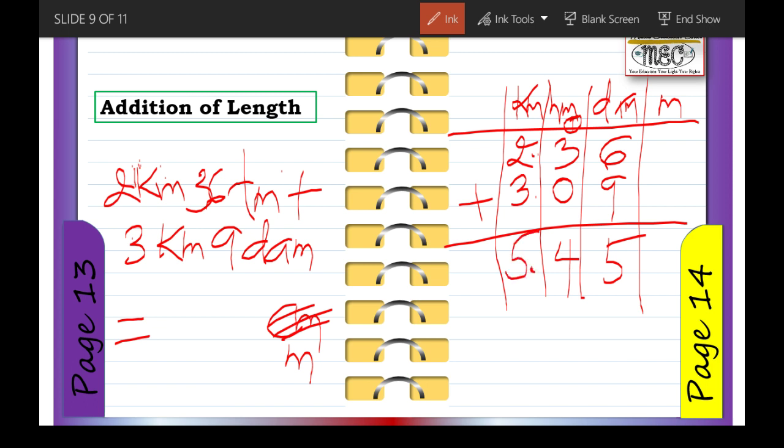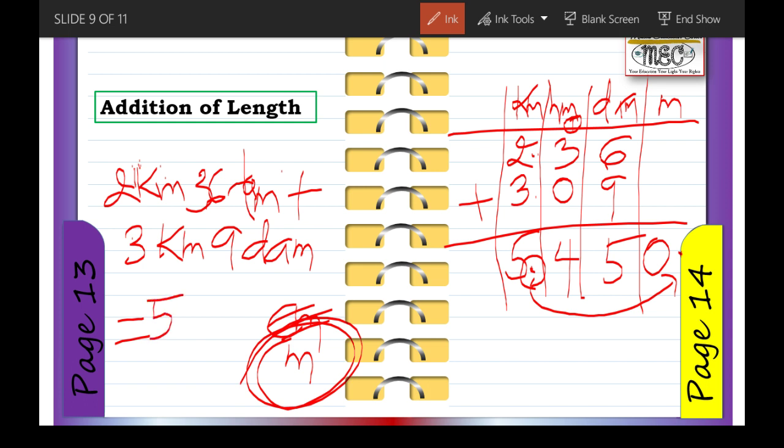And then because they have asked us to put the answer in meters, what are we going to do? We have to move this decimal point to the asked unit, which is meters, and there we fill in with zeros. So 2 kilometers 36 decameters plus 3 kilometers and 9 decameters are equal to 5,450 meters.